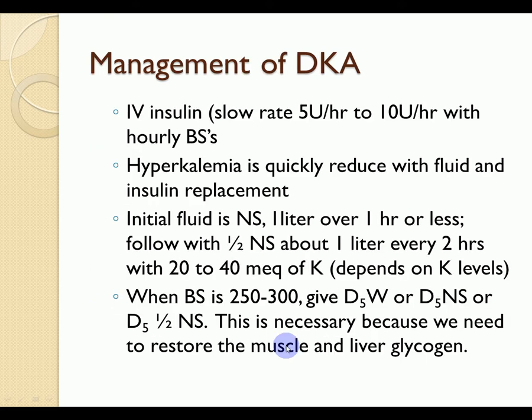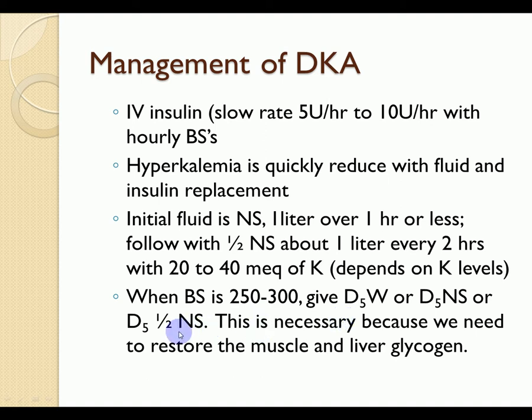Management of DKA: IV insulin. Usually it's a slow rate, about 5 units per hour to 10 units per hour, with hourly blood sugars. Hyperkalemia is quickly reduced with fluid and insulin replacement. We talked about that earlier. Initial fluid is normal saline. We'll give 1 liter over 1 hour or less, so it's going to go in quickly to rehydrate those cells. That's followed by half normal saline, about 1 liter every 2 hours, with 20 to 40 of potassium depending on the potassium level. When the blood sugar gets to about 250 to 300, they're going to give D5W or D5NS or D5 half normal.